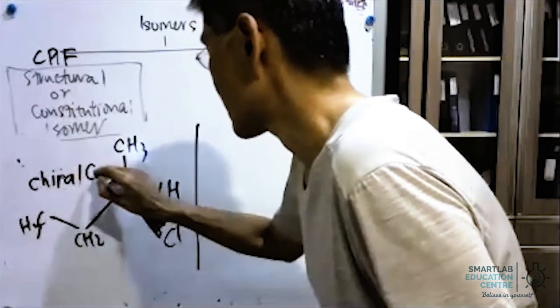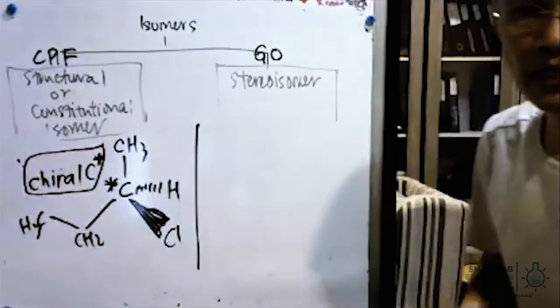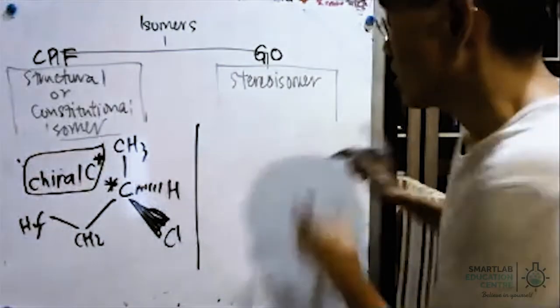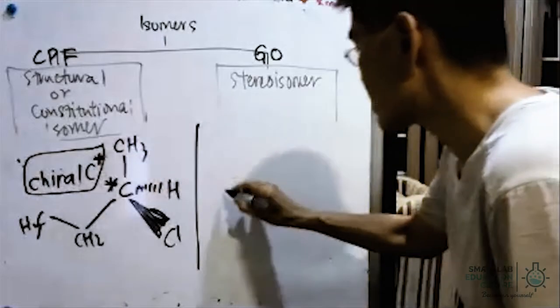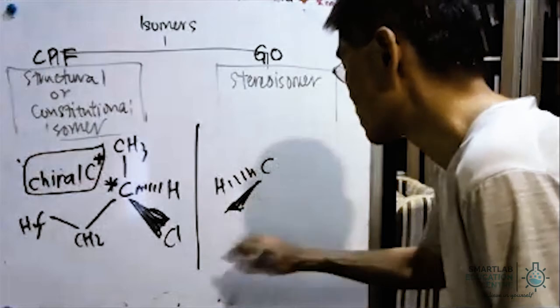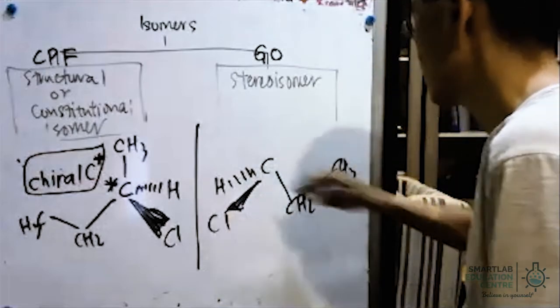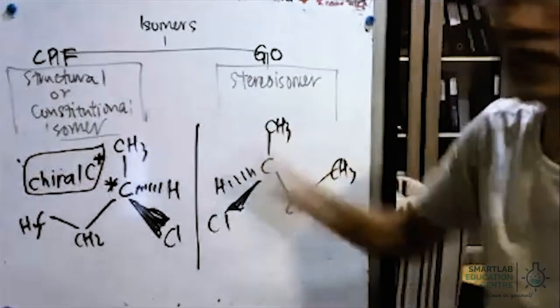So we label that as a chiral carbon. Typically, a chiral carbon is represented with an asterisk, all right? So you will find that if I do a mirror image of this, they are not superimposable, all right? We'll be able to see it. This and this cannot be superimposed.